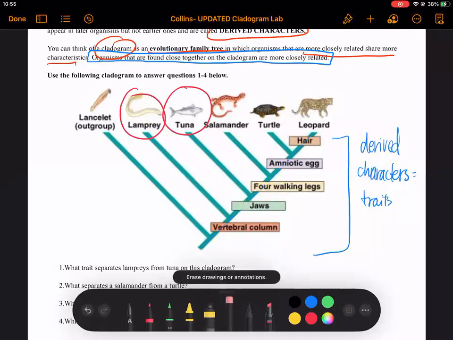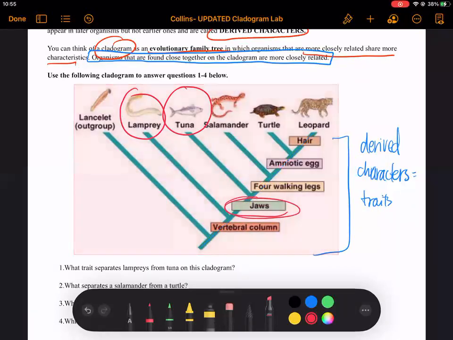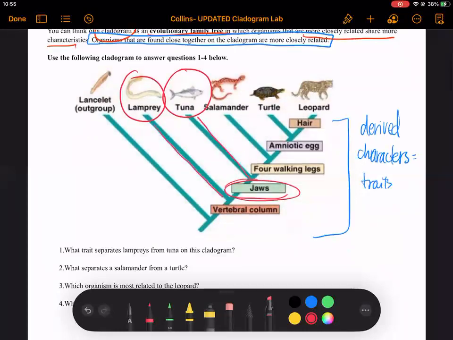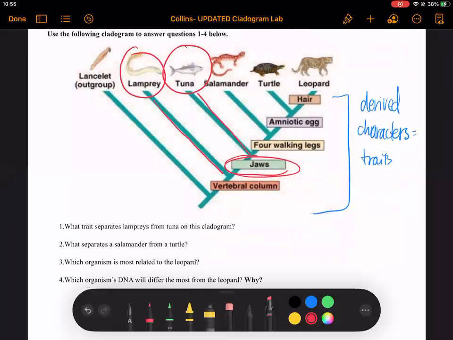I said their jaw. Yeah, and why'd you say that? Because in the lamprey, it doesn't cross the jaw section, but the tuna does. Perfect, you're exactly right. So the tunas have jaws, but the lampreys do not. Awesome.